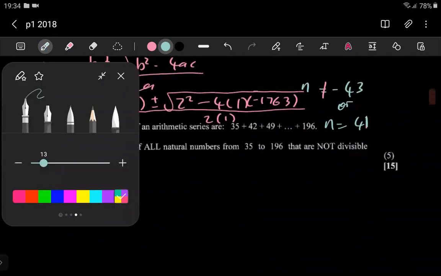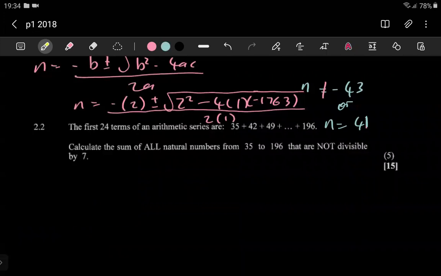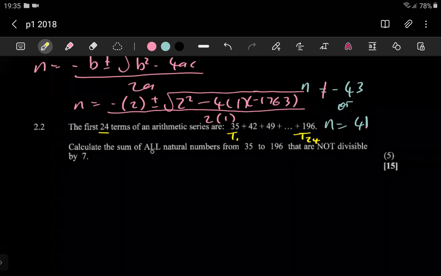The fifth question here, for 5 marks, is a classic question. They love this kind of equation. It says the first 24 terms of an arithmetic sequence are these. This is important. They're telling you how many terms you have. First 24 terms, meaning starting from here until here, you have 24 terms. This is T1 to T24. And then they said, calculate the sum of all natural numbers.